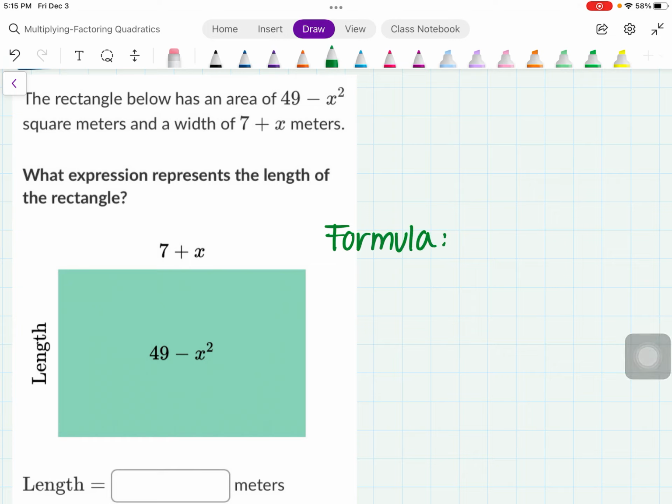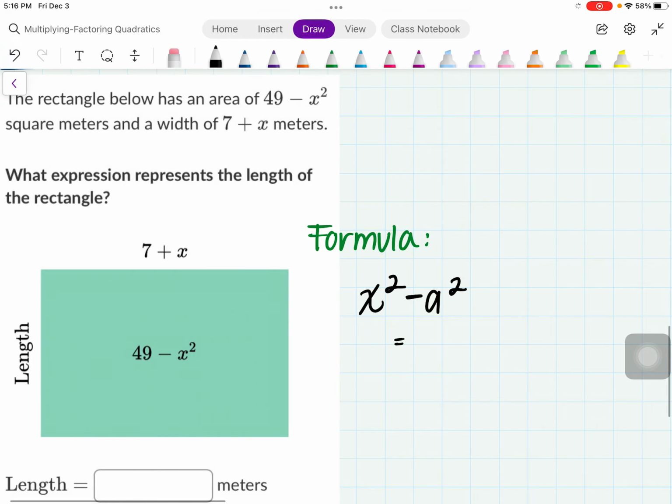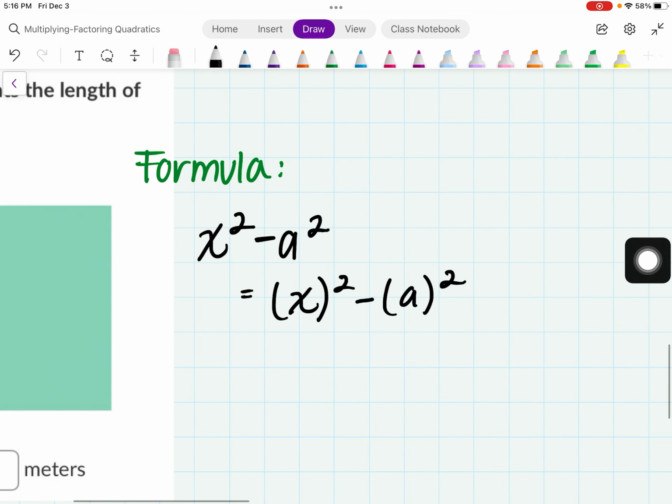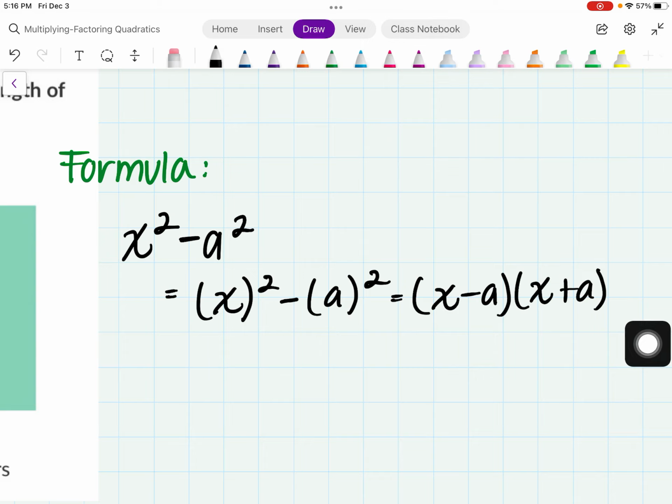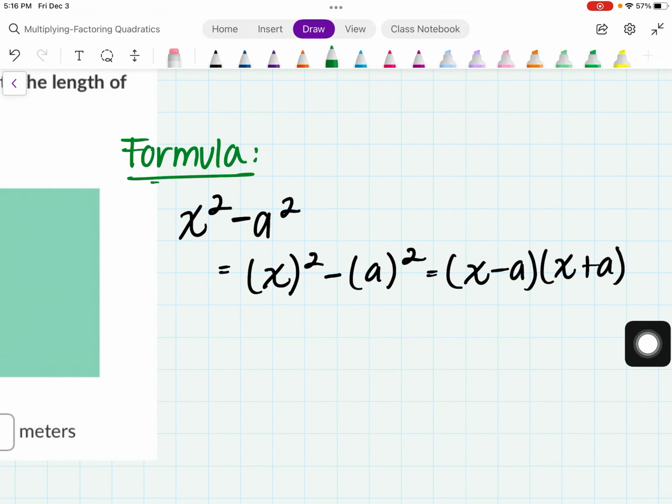So formula, once again, we have x squared minus, let me go ahead and do that more on the bottom. We have x squared minus an a squared, which in this case turns into x to the second minus a to the second power, where in this case we'd get an answer of x minus an a times x plus an a. All right, notice in this case the binomials are almost identical, only thing different is their sign.